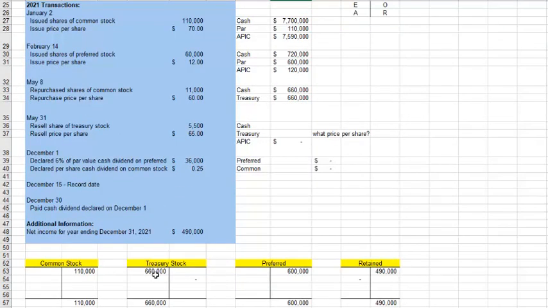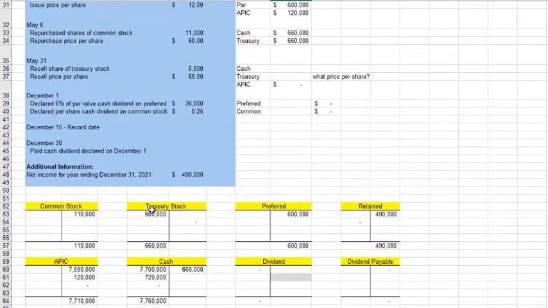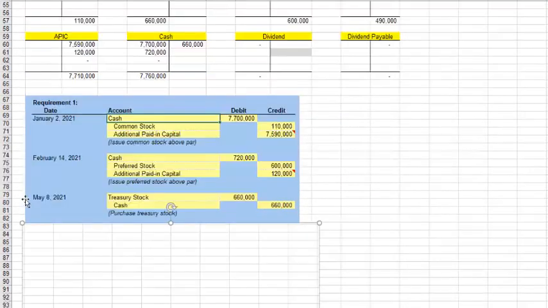Here we have our treasury stock valued at $660,000. Remember, this treasury stock is a contra equity, so it is going to have a debit balance. And here is our cash payment decreasing our cash by $660,000 as well. Okay, May 8th, treasury stock increasing, it's a contra equity, and cash decreasing.